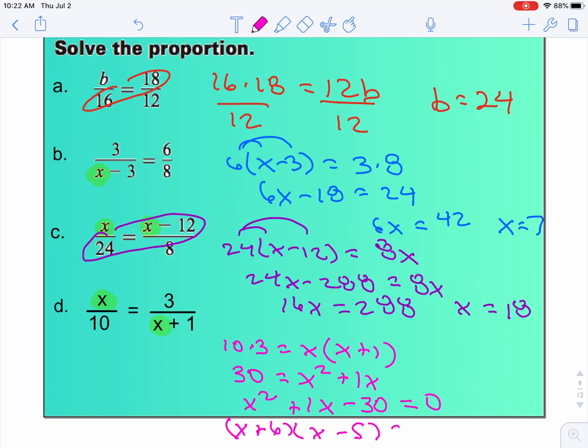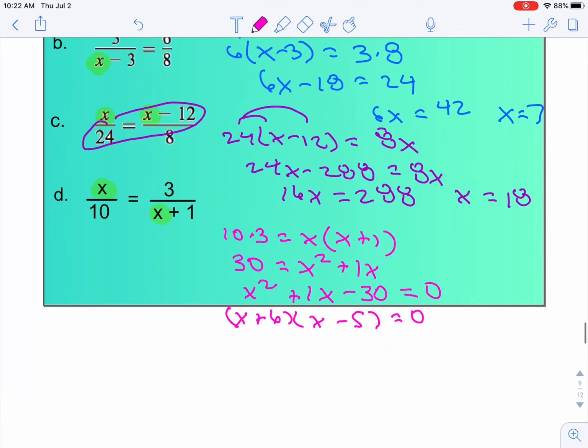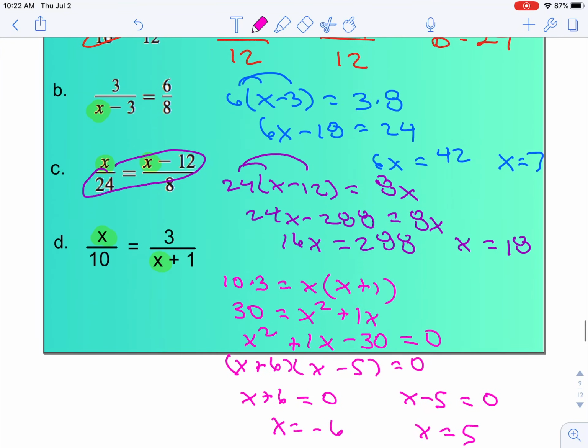So now using the zero product property, I'm going to find out when x plus 6 equals 0 and when x minus 5 equals 0. Those are my two answers. So x equals -6 and x equals 5. When you plug the negative in, sometimes it's not going to work depending on the geometry problem that you have, but those would be your answers or solutions for x.